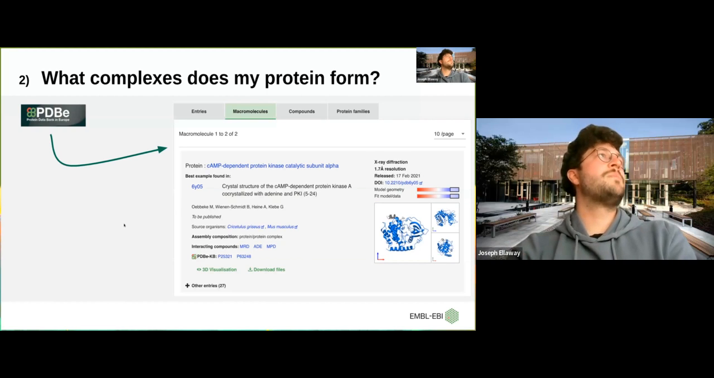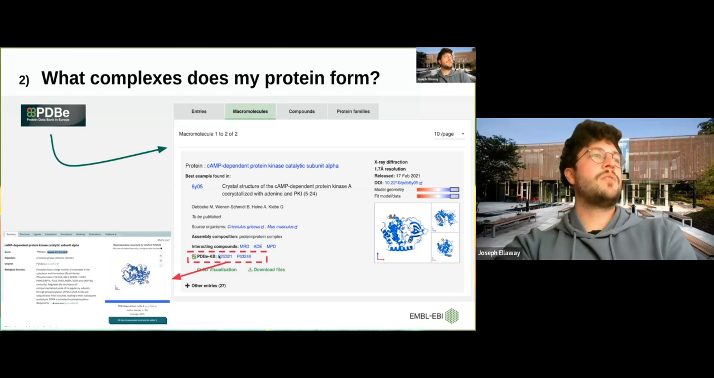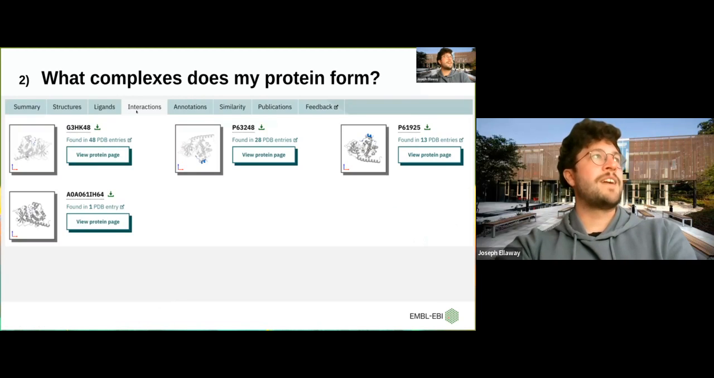Okay, so another question might be something like, what complexes does my protein form? And again, you would probably navigate to this either directly from the PDBe website, or you go to the PDBe KB page and click on either of these two links. That would take you to the entry page, and then click on the Interactions tab here. The Interactions tab shows you all of the other proteins with which your query protein has been found to be in complex. You can click on any of these links, and that will take you to the corresponding entry pages, so the summary page for these given proteins here.